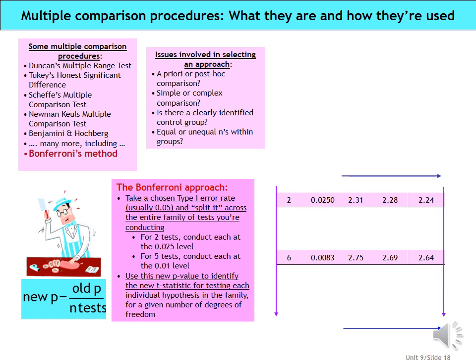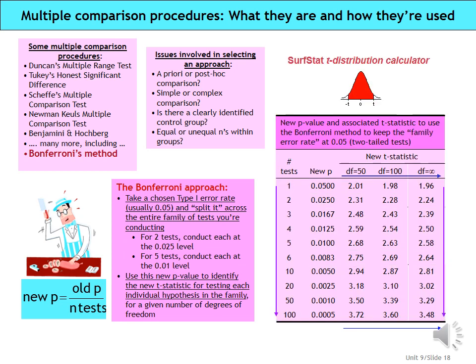But the Bonferroni correction is used a lot, and in this case, for 2 tests it is 0.025, and for 5 tests it is the 0.01 level. We divide the original p-value by the number of tests that we have to find the individual p-value for each test. So we are splitting the 0.05 by the number of tests that we have.